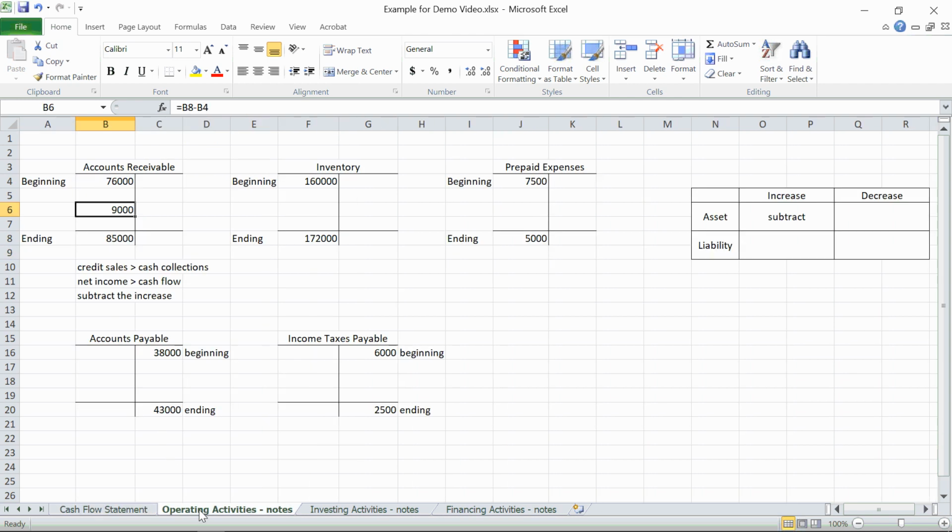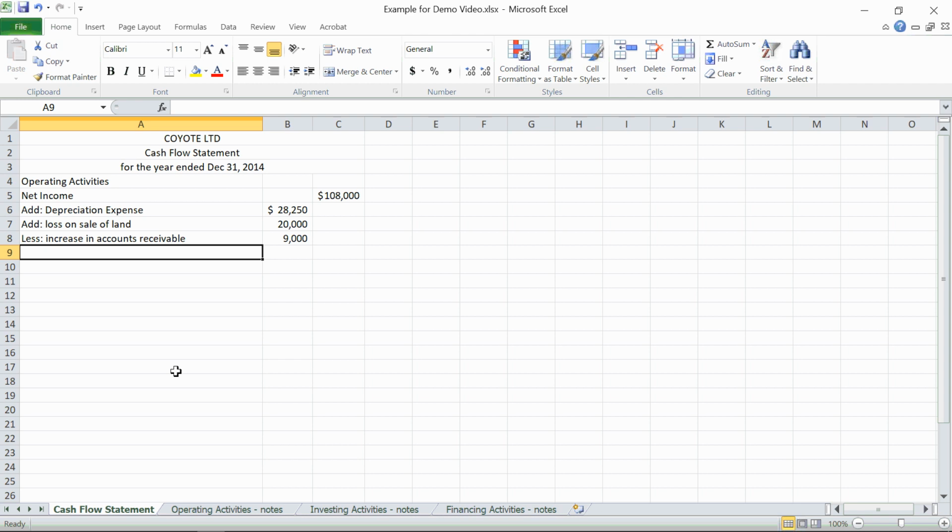And now I'm going to look at my inventory account. It also increased by $12,000. And if an asset increases, I subtract the increase. So I'll go back to my cash flow statement and say less increase in inventory.